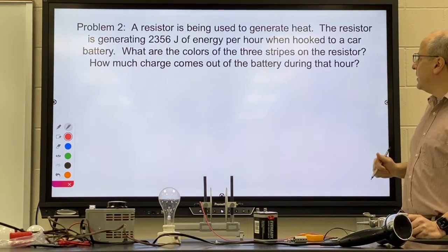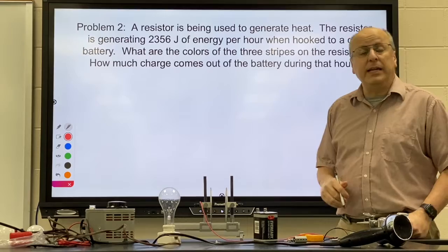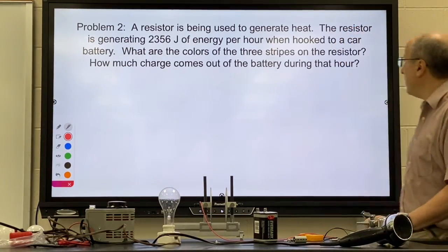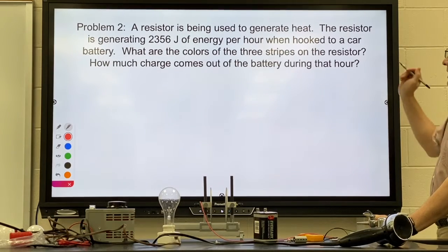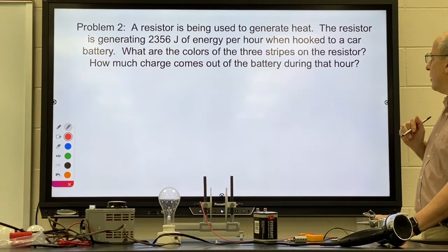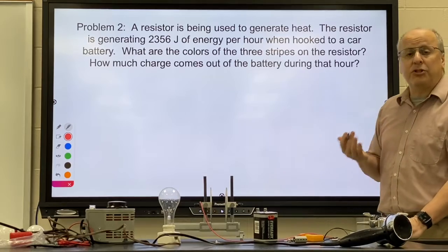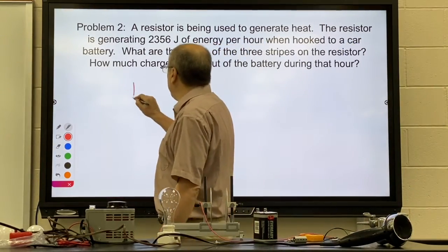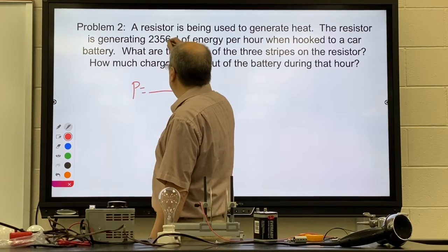This time we have a resistor being used to generate heat. So we're going to run electricity through the heater. It's going to get a little bit hot. It says it generates this much heat per hour when hooked up to a car battery. It wants to know what are the colors of the 3 stripes on the resistor and how much charge comes out during that hour.